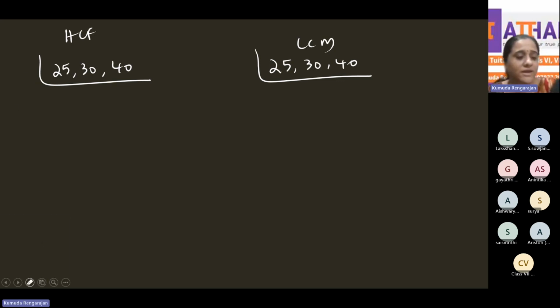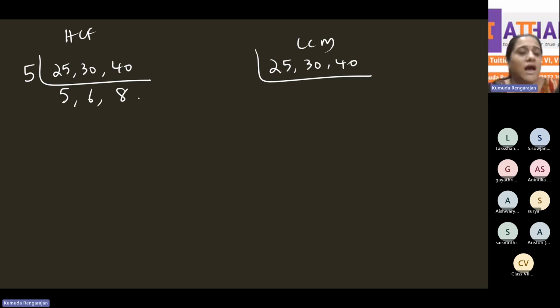So you cannot write 2 because 25 is not divisible by 2. You cannot write 3. You can write 5. We are finding HCF. So 5. All the three numbers are divisible by 5. So 5 5s are 25, 5 6s are 30, 5 8s are 40.